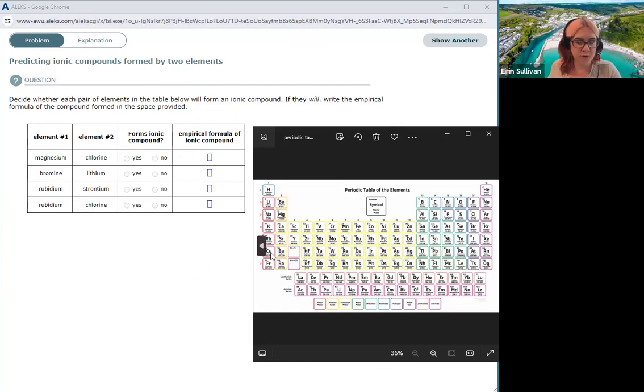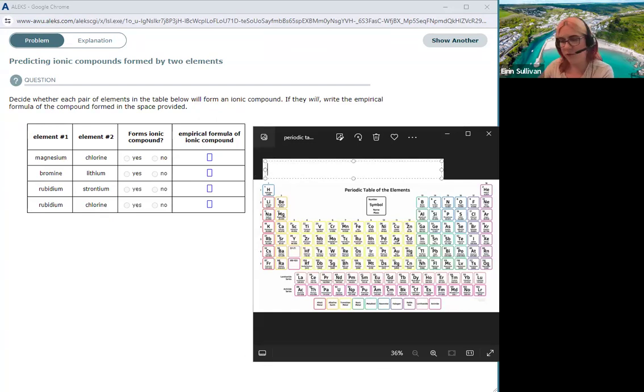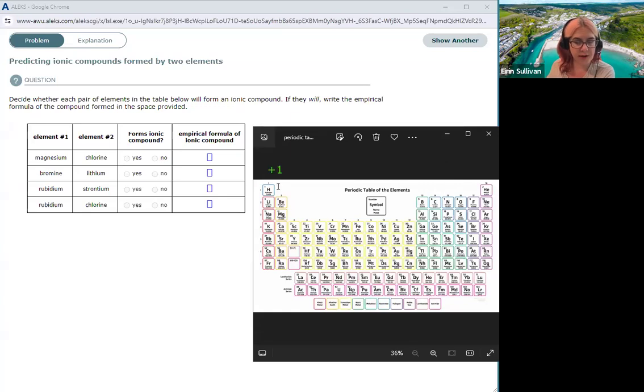If a metal is in group 1, for instance, it is always going to form a +1 charge. That is a given. If it's lithium or sodium, potassium, whatever it is, it's always going to form a +1 charge. If it is a group 2 metal, an alkaline earth metal, it's always going to form a +2 charge. This is something you can rely on.